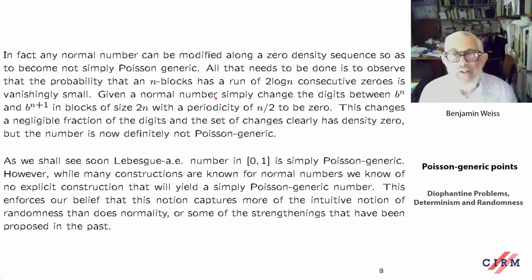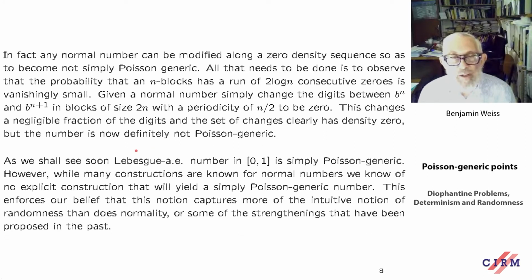And given a normal number, you just change the digits between b to the n and b to the n plus 1 in blocks of size 2n with a periodicity of n over 2. And then you're going to guarantee that any n block has a run of 2 log n consecutive zeros. This is a rare event, but the density of changes is 0, and you've preserved normality, but you've killed this property of being Poisson-generic.